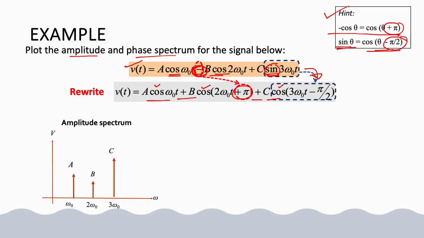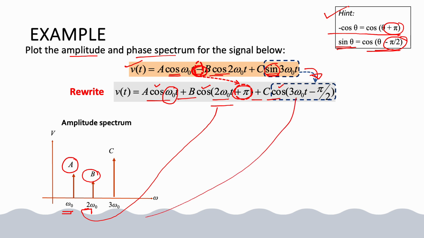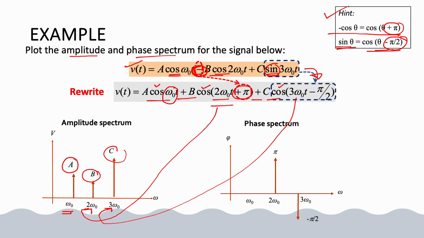So next, we can draw the spectrum. For the amplitude, this is omega naught, 1 omega naught, the amplitude is A. At 2 omega naught, the amplitude is B, and at 3 omega naught, the amplitude is given as C. Next, how about the phase?